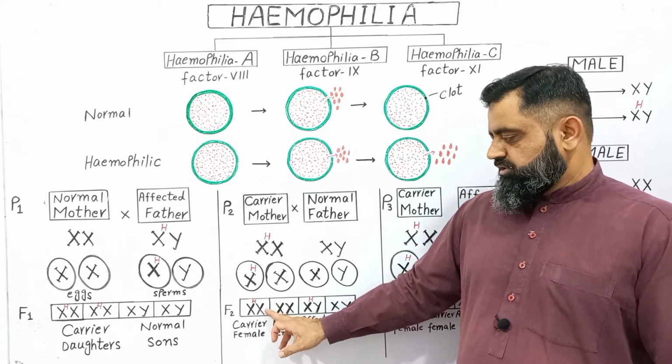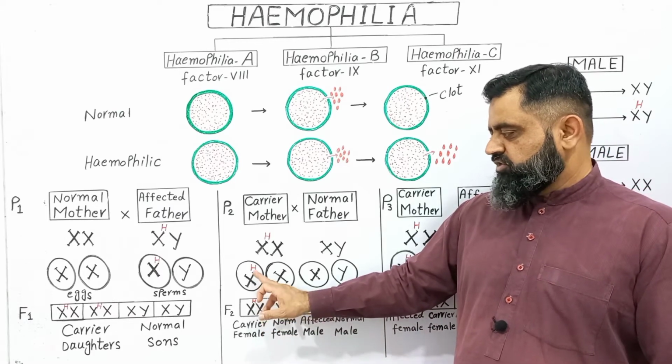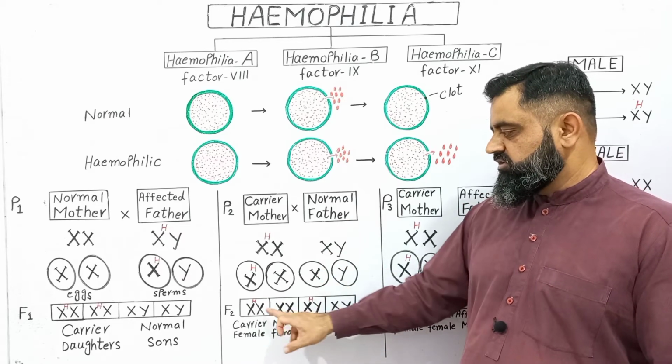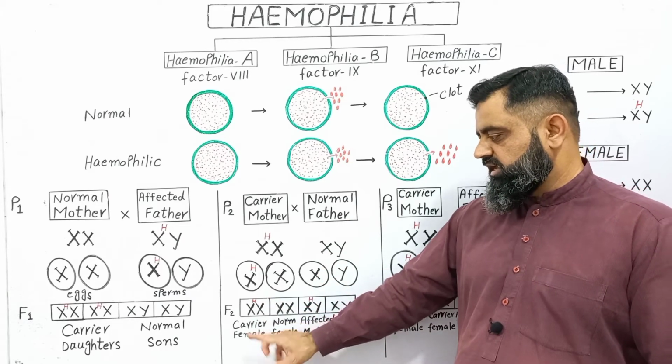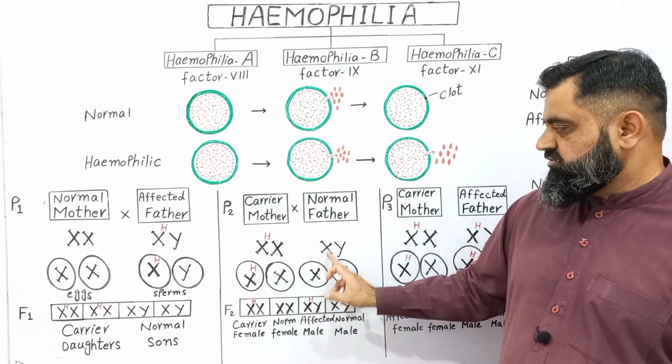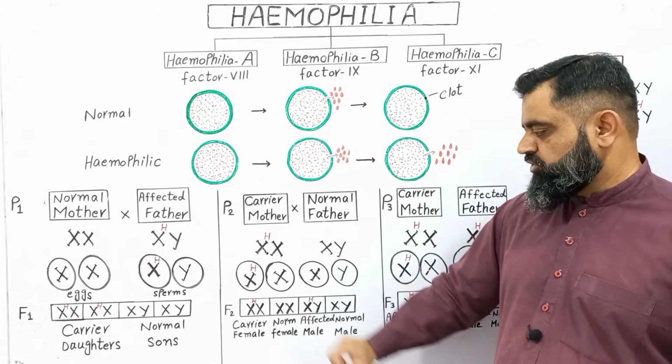Look at the first daughter. She received X chromosome from mother, which is hemophilic, and she received X chromosome from father, which is normal. She will remain carrier. The second daughter receives X and X from mother and father, both normal. She is also normal female.